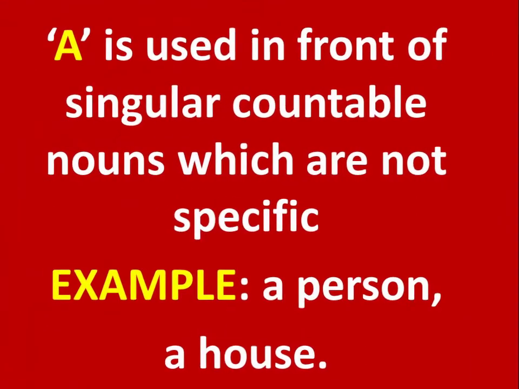A is also used in front of singular countable nouns which are not specific. A person, a house. A person could be anybody. A house could be anything, anywhere, so it's not specific.